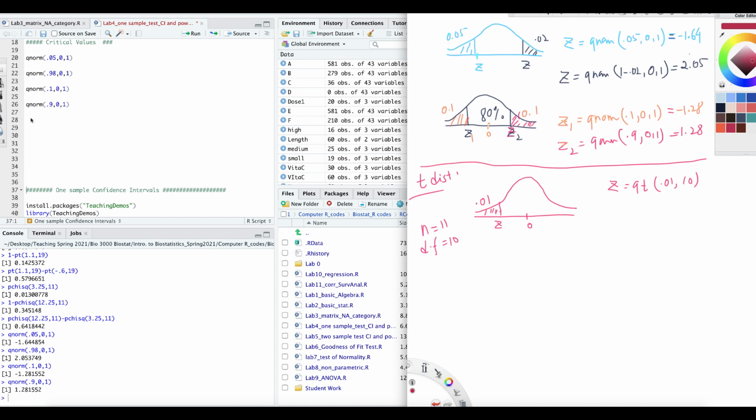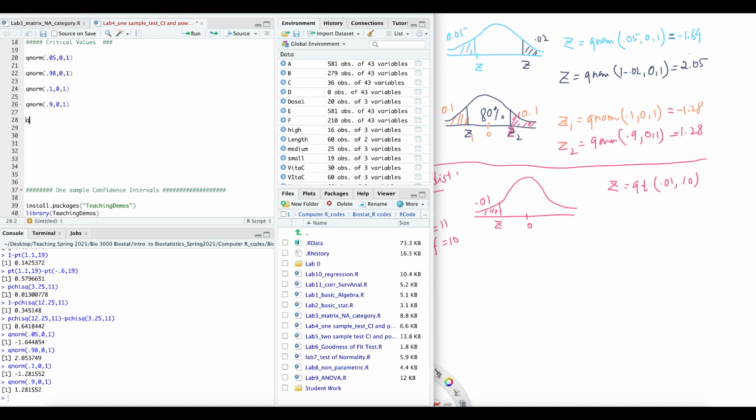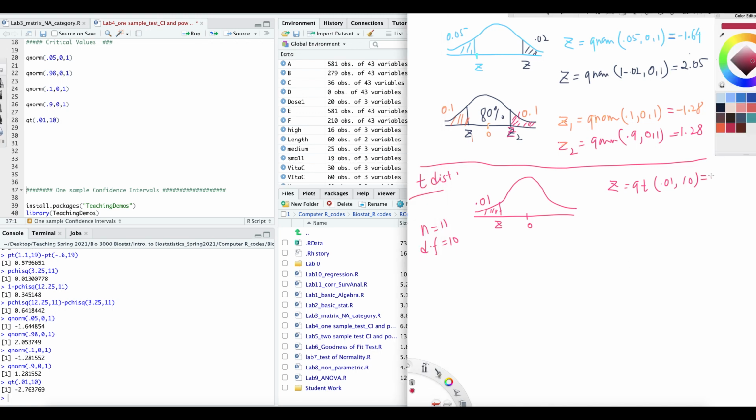So let us do that. You do QT, and then left area is 0.01, degrees of freedom is 10. If you run that, you will get negative 2.2638.